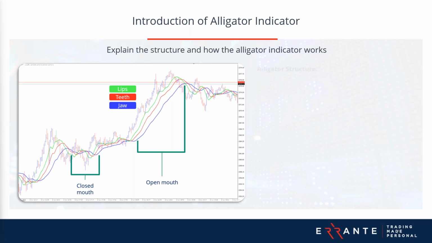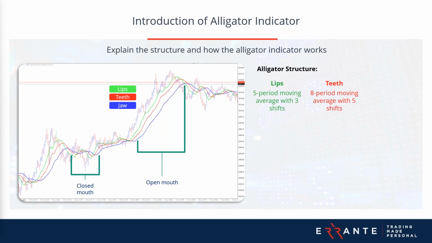The Alligator consists of three smoothed moving averages, each with a specific period and forward shift. First, we have the Lips, or the green line, as you see on this chart screenshot to the left. This is a 5-period moving average that is shifted forward by 3 bars. It represents short-term price movements and is very responsive to recent changes.